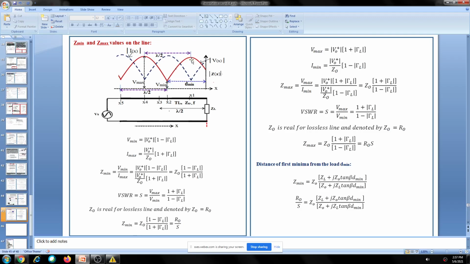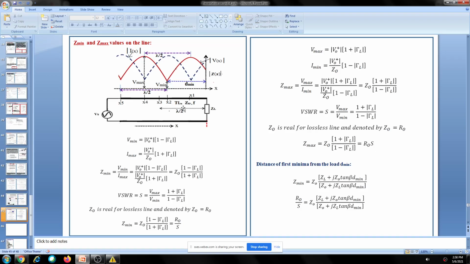Similarly, you can find out the maximum impedance. It occurs at the maxima position x1. See, the maximum is at x1. You note down the maximum voltage here, but current is minimum. Current minima, voltage maxima. You take a ratio of those two. Voltage maxima is given by this, current minima is given by this. Okay, you take a ratio. You will be having this. This is equal to S. So S is equal to this. Substitute it in this equation, this is equal to S. So it is Z naught into S or R naught into S. So Z maxima is equal to R naught into S.